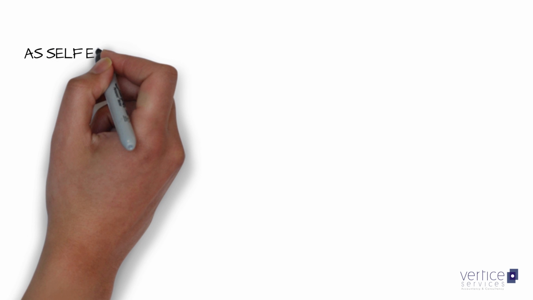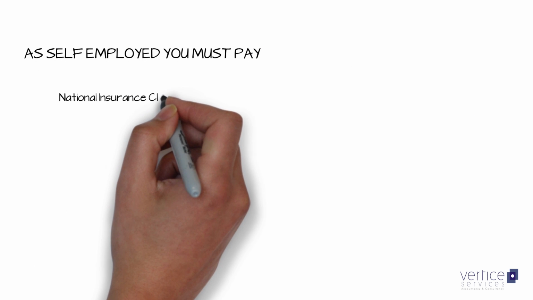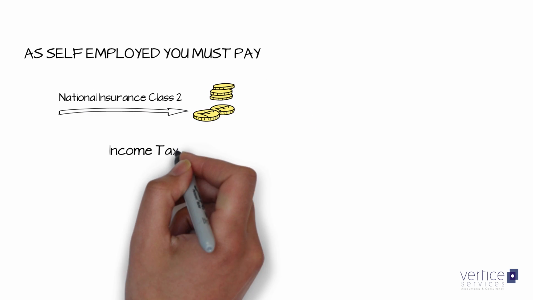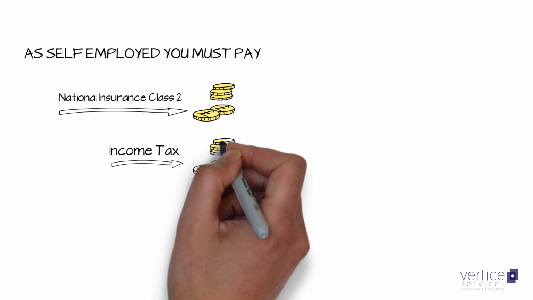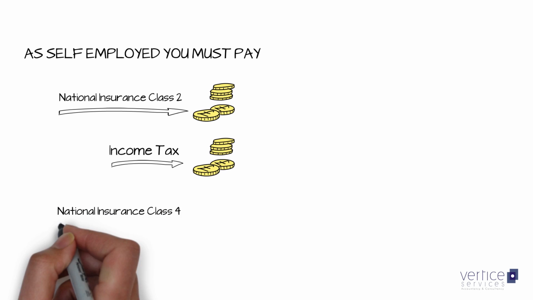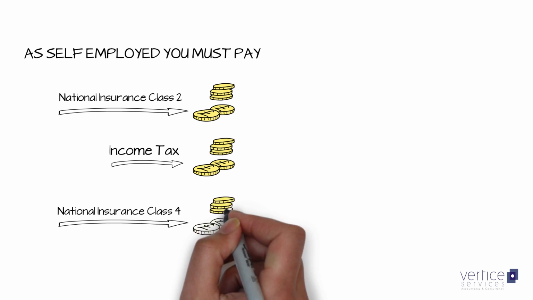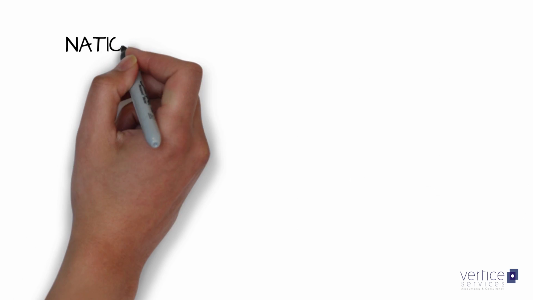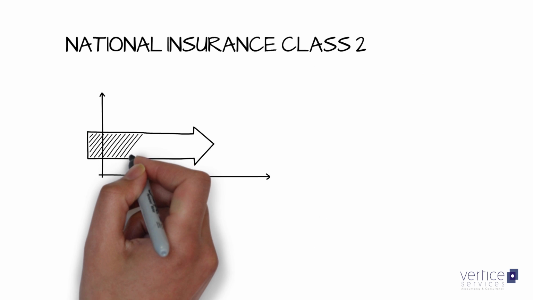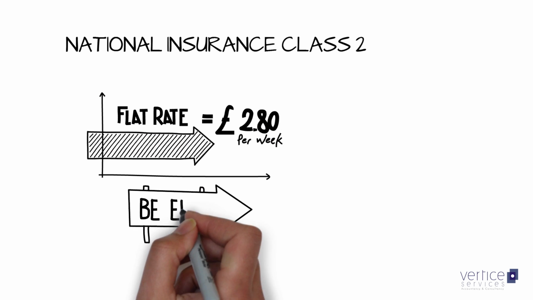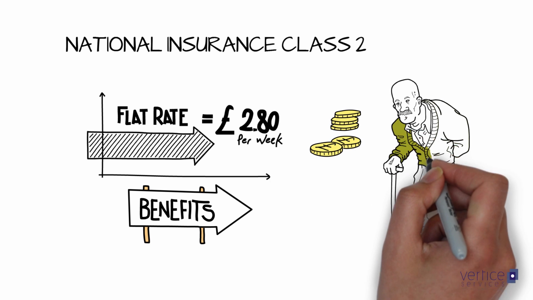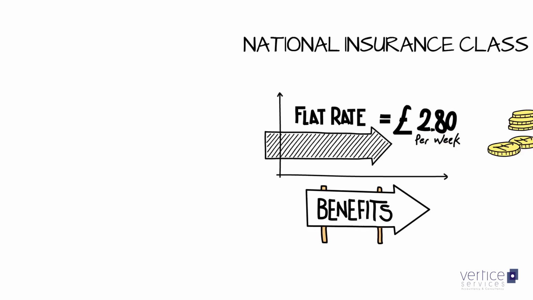After you have been registered as self-employed, you are liable to pay one type of tax and two types of contributions: National Insurance Contribution Class 2, Income Tax, and National Insurance Contribution Class 4. Don't worry, we'll explain them one by one. First, your National Insurance Contribution Class 2, which is charged at a fixed rate of £2.80 per week. This contribution goes towards your state pension and eventual benefits.